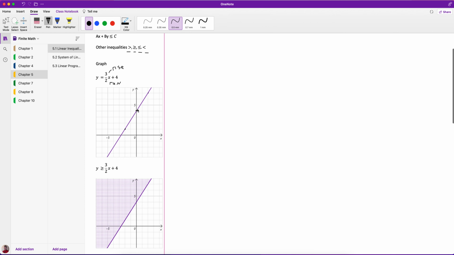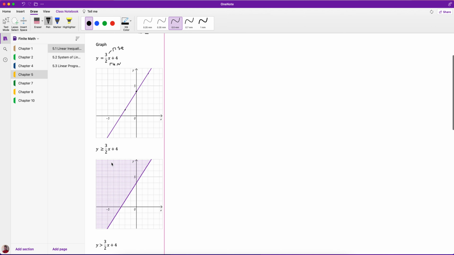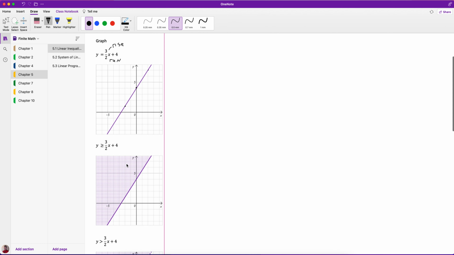Now to do it as an inequality, I just replace my equal sign, in this case with a greater than or equal to. And what you do is you graph a line. If it's equal to, your line is solid. Since it is the exact same line, the question is, where is the spot that's supposed to be shaded? Because when it's equal to, it has to be on the line.